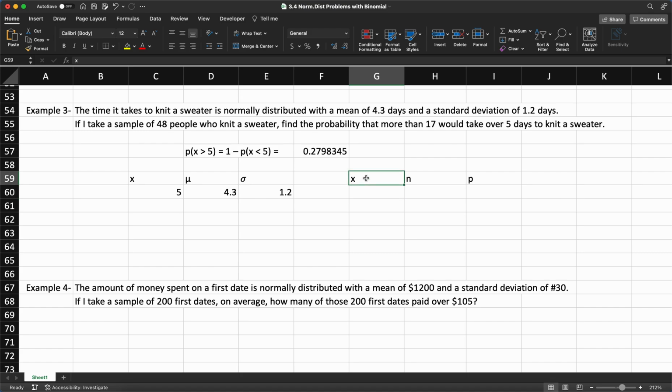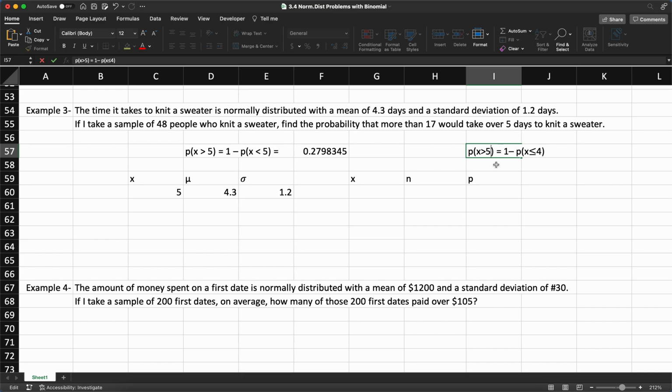And so this is a new x. Maybe we should call it something different. But now, knowing that this is the probability that someone knits a sweater in more than 5 days, I can use that in my binomial distribution. Again, I'm trying to find the probability now that x is greater than 17. So remember, that's the same thing as 1 minus the probability that x is less than or equal to 17.